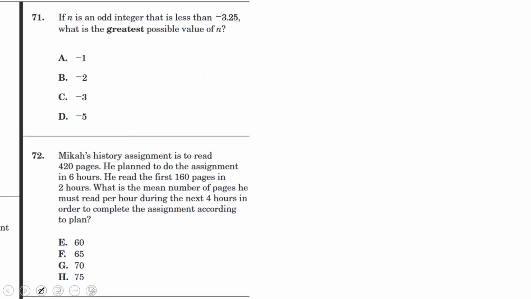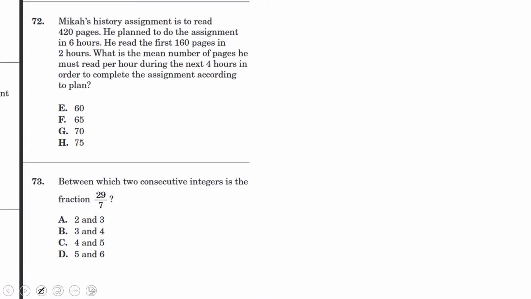F. If n is an odd integer that is less than negative 3.25, so this is negative 3.25, here is 0. The next odd, what is the greatest possible value? Pretty much the greatest odd integer that is less than negative 3.25 is negative 5, D.